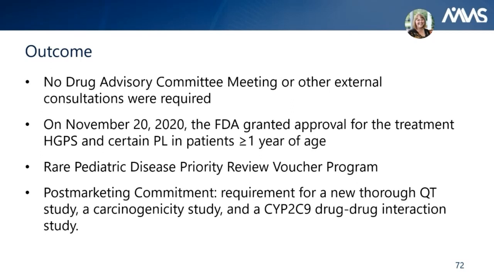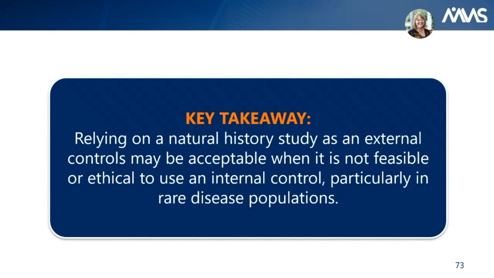So the key takeaway here is that relying on natural history study data as an external control may be acceptable in cases where it's not feasible or ethical to use an internal control, particularly in rare disease populations.